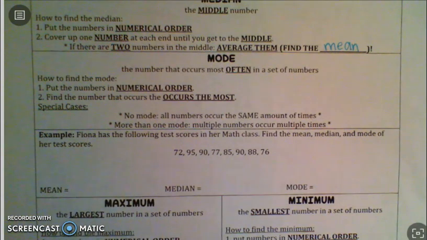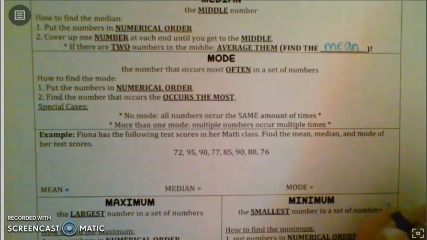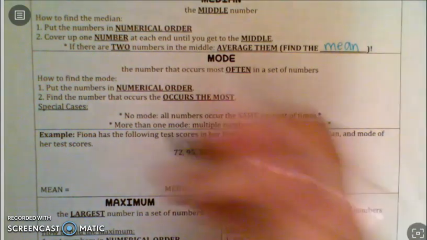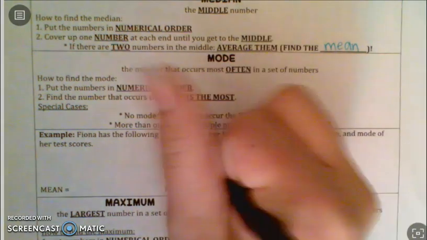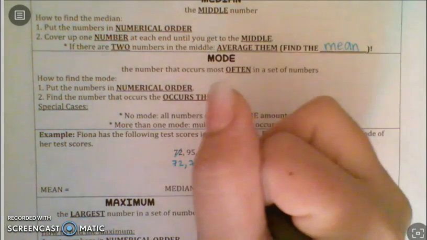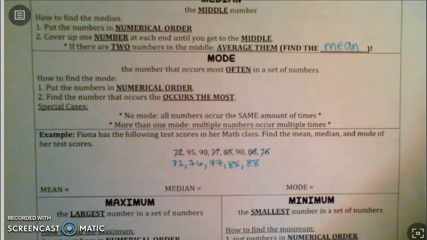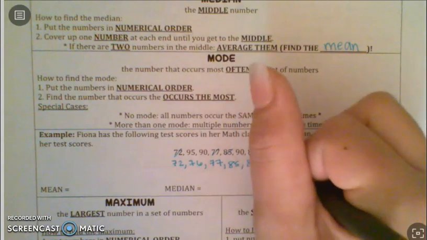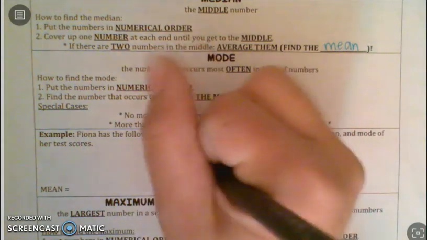So Fiona has the following test scores in her math class. Find the mean, median, mode of the test scores. So the first thing you want to do is put them in order from least to greatest. So let's go ahead and do that first. So 72, 76, 77, then it goes 85, 88, 90, and then 90 happens again, so make sure you write it twice, and then 95.